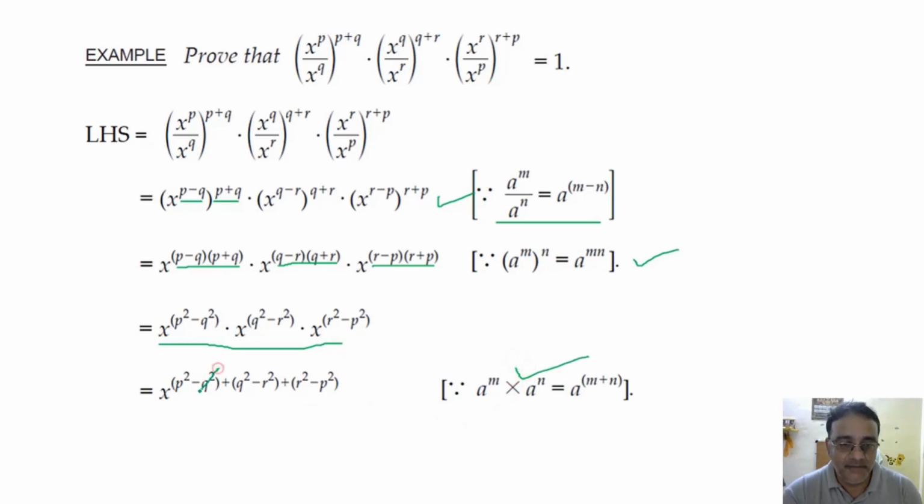So here minus q square plus q square cancel, minus r square plus r square cancel, and this p square minus p square will get cancelled. So what we are going to get is x to the power 0, and x to the power 0 is equal to 1. Right, and this is our RHS. Okay, any doubt in this question?